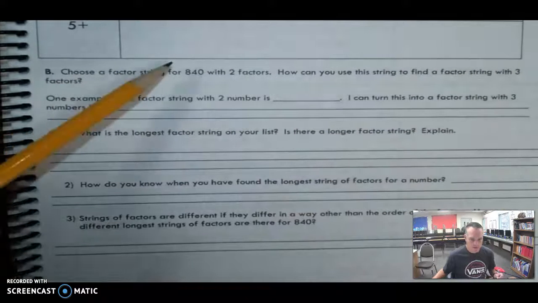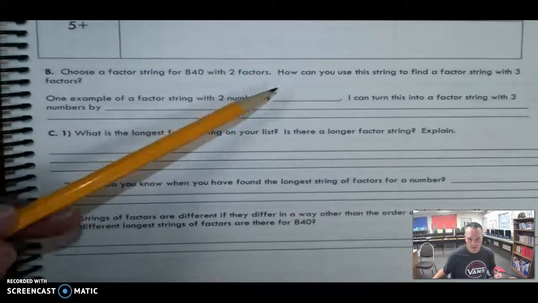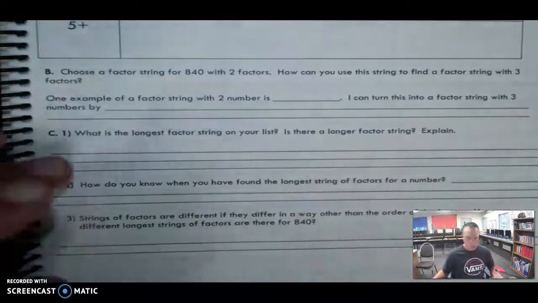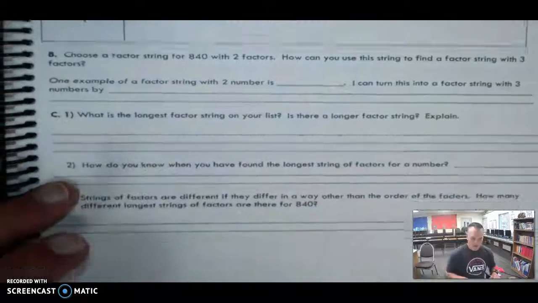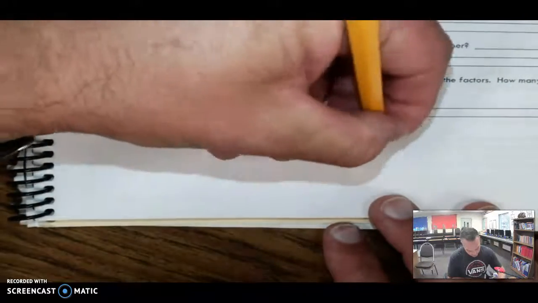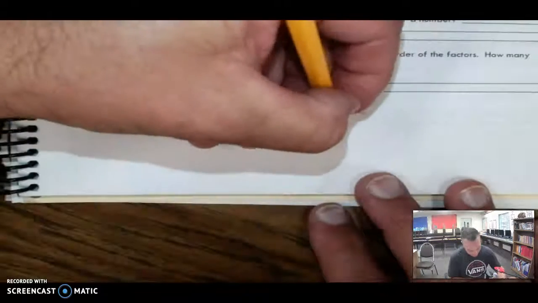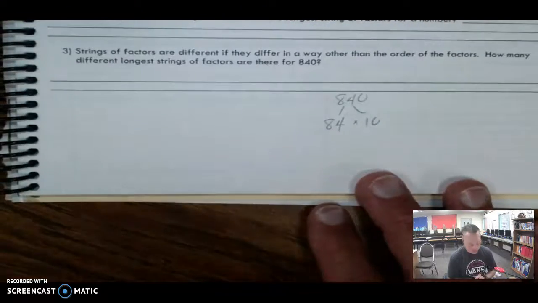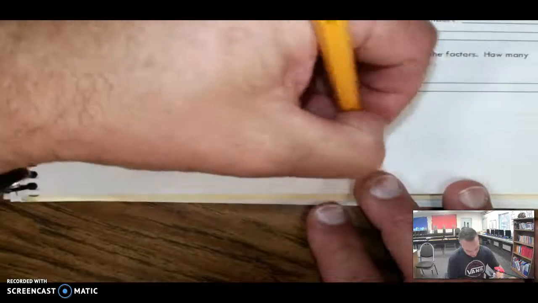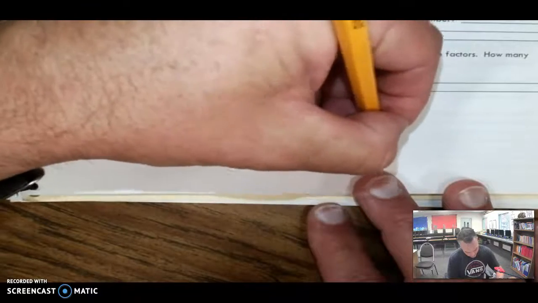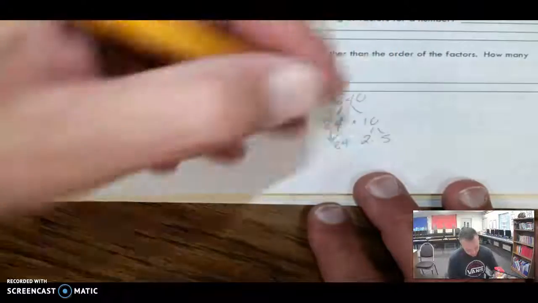Choose a factor string for 840 with 2. How can you use this factor string to find a factor string with 3? So what they're saying is if you had 840 and you had it as 84 times 10, how can I get to 3? Well, I can bring down the 84, and this 10 is going to be 2 times 5. This would be 84 times 2 times 5.